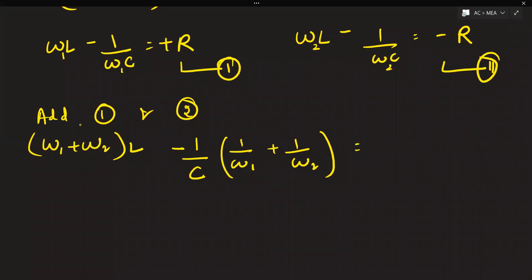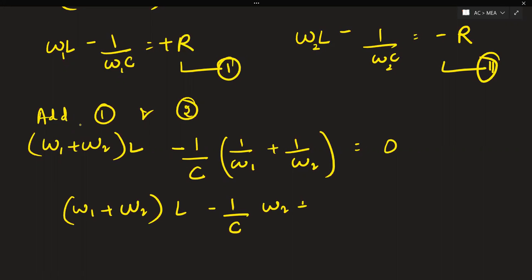This will be equal to what? This will be equal to 0, because minus r plus r will give you 0. Just added both the equations. Here also you can reciprocate this, cross multiply it. So this becomes omega 1 plus omega 2 into L minus 1 by C, omega 2 plus omega 1 divided by omega 1 into omega 2. This whole term is equal to 0.